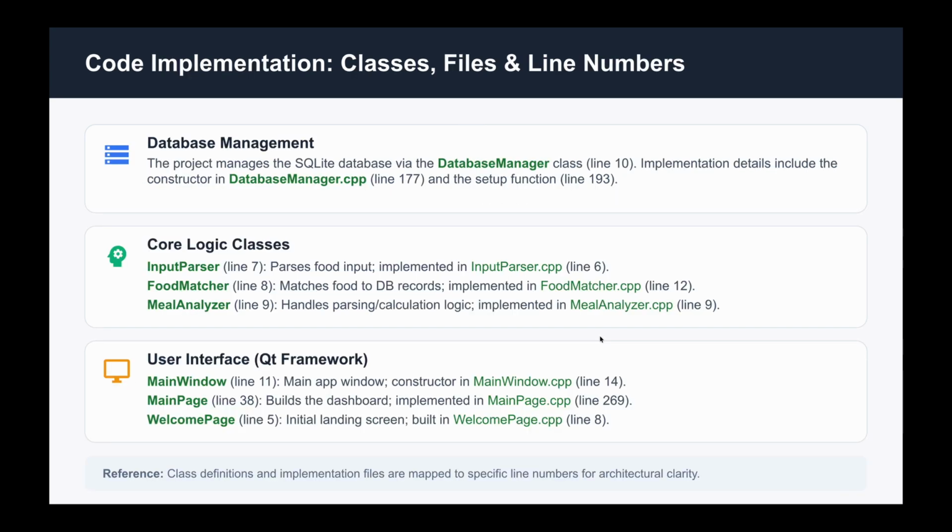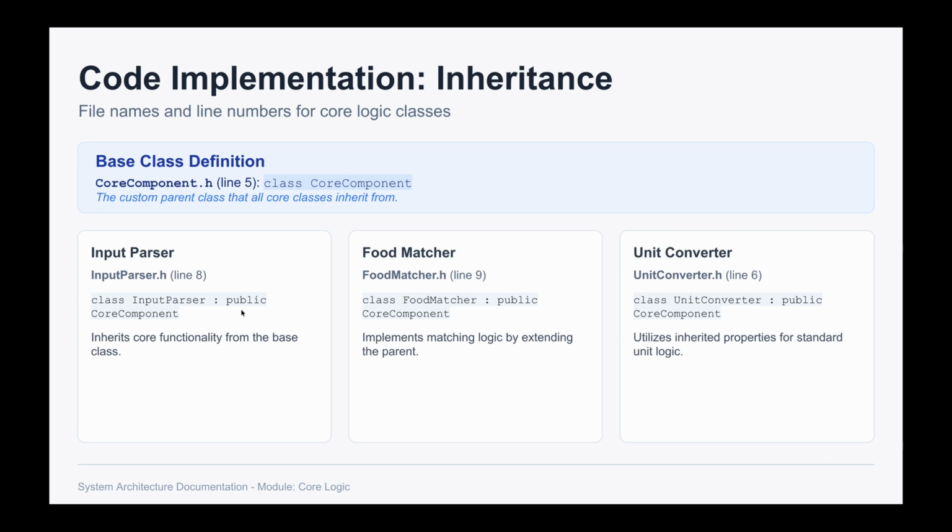Here, I show where classes are implemented. For example, Database Manager handles the database, Meal Analyzer handles the nutrient process, and Main Window, Main Page, and Welcome Page handle the interface. This slide shows inheritance. Some classes inherit from Qt classes, and I also added a custom parent class called Core Component. Input Parser, Food Matcher, and Unit Converter inherit from it.